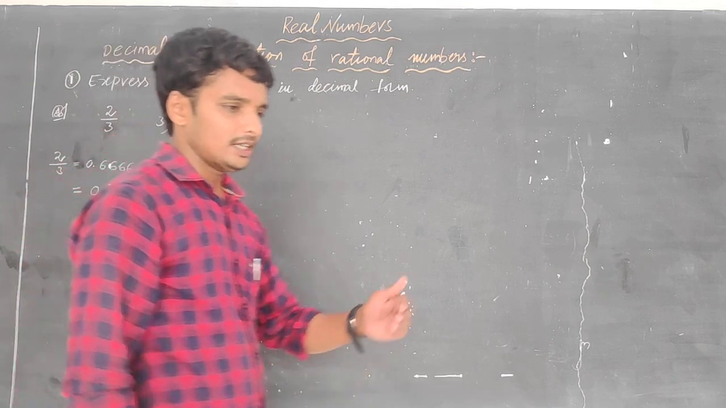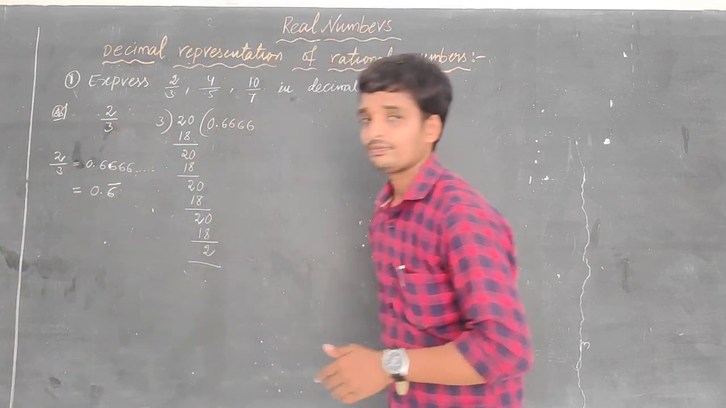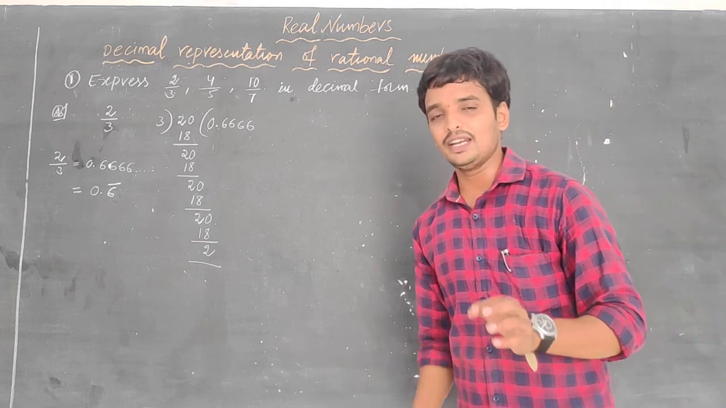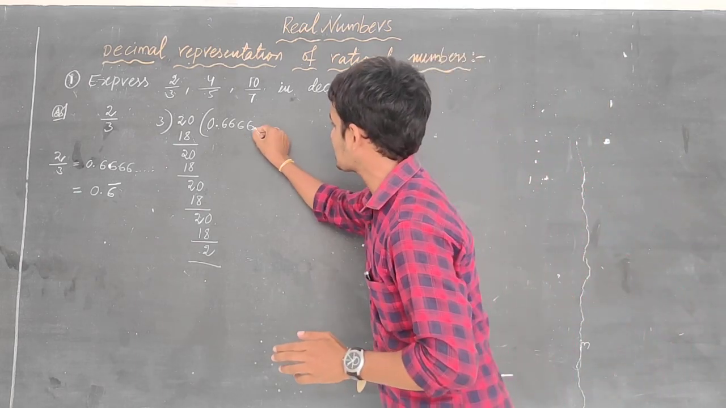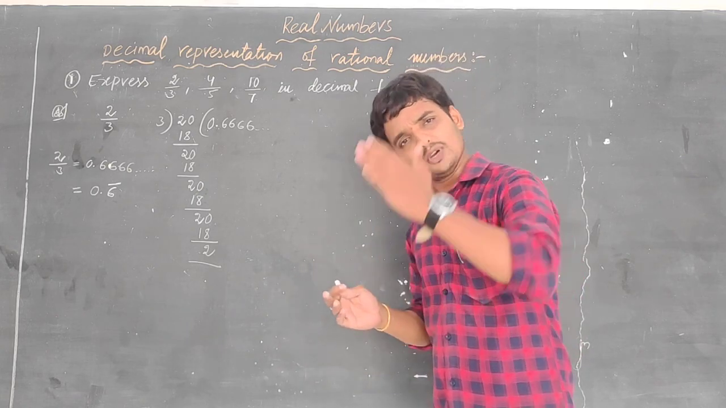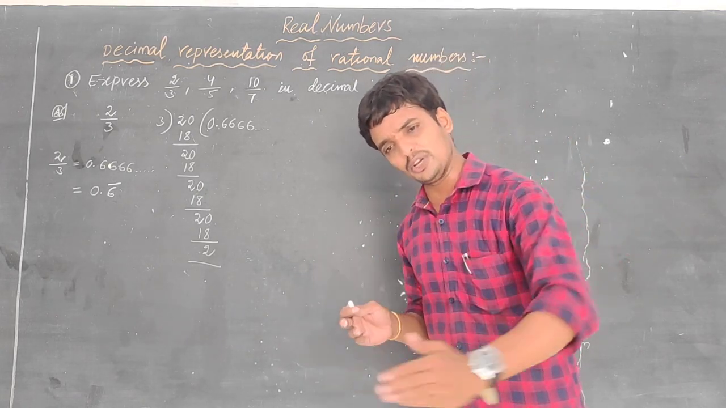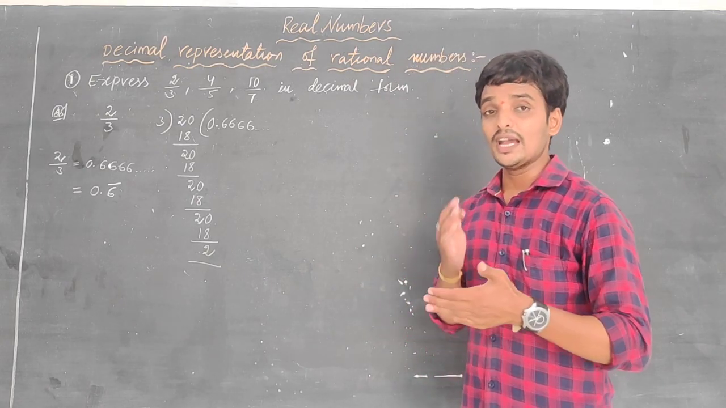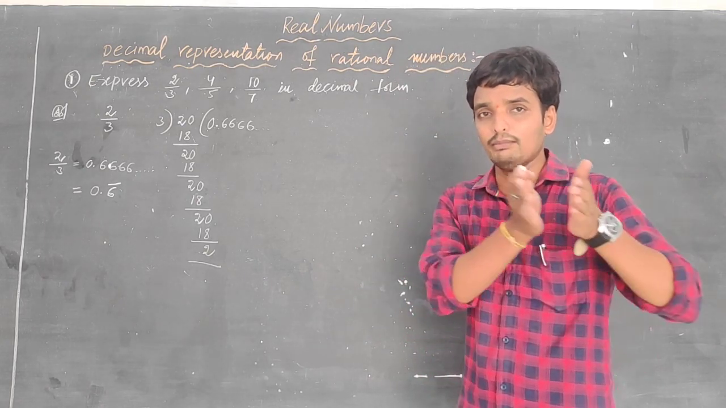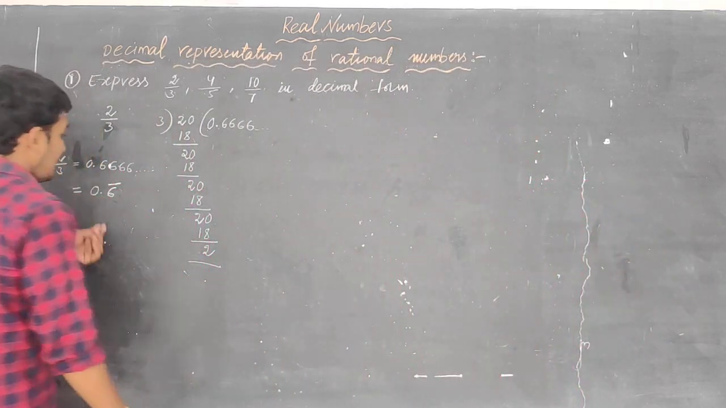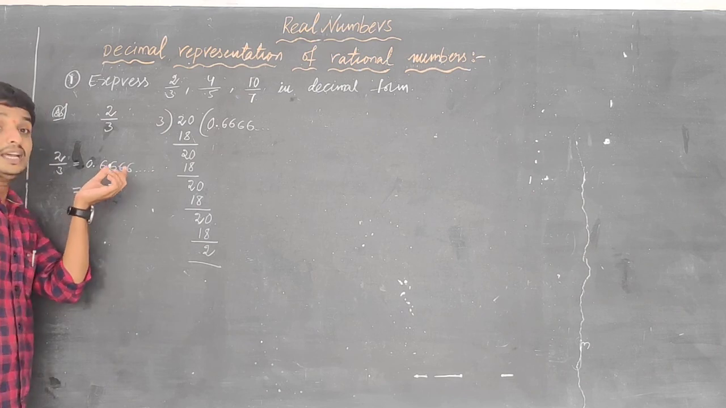We have learnt that. So which type of decimal is this? That is non-terminating. Non-terminating means they do not stop. The number 6 keeps going, so it does not stop. Terminating means stop. Non-terminating means does not stop, and the digits are repeating.